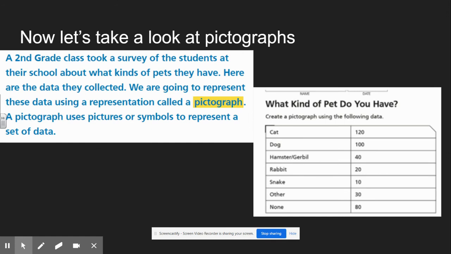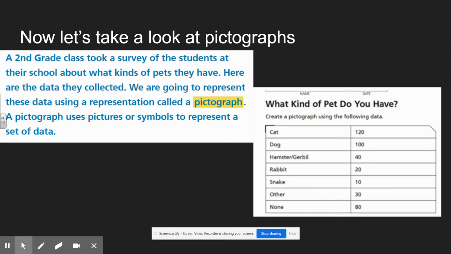So now let's take a look at pictographs. A second grade class took a survey of students at their school about what kinds of pets they have. Here are the data they collected. We are going to represent these data using a representation called a pictograph. A pictograph uses pictures or symbols that represent a set of data.